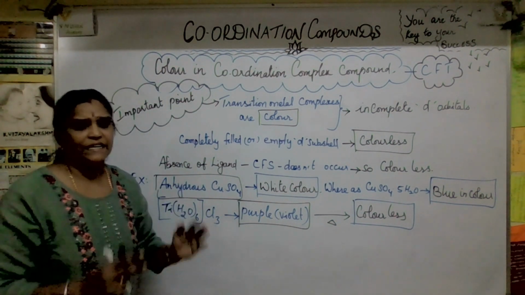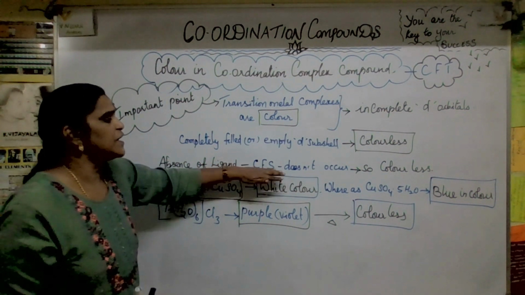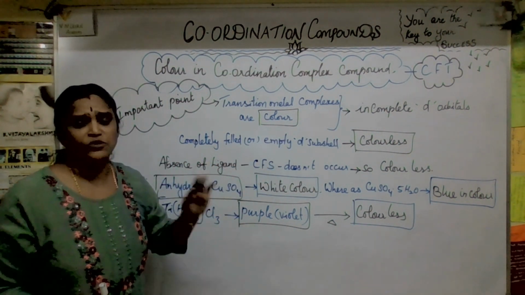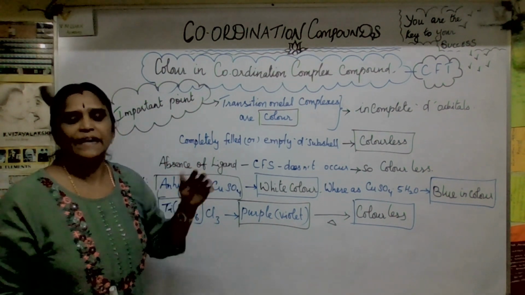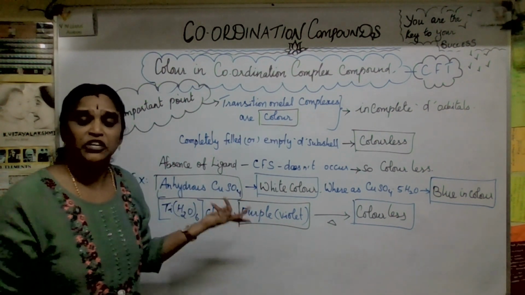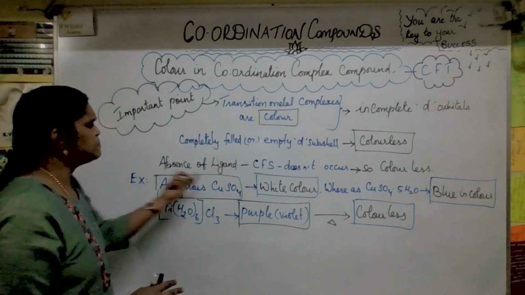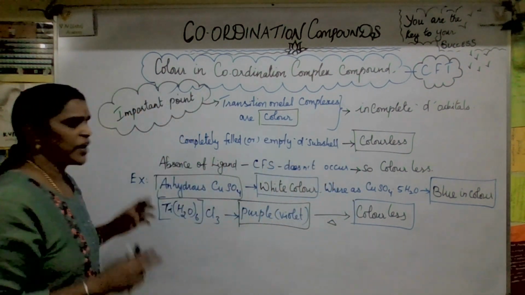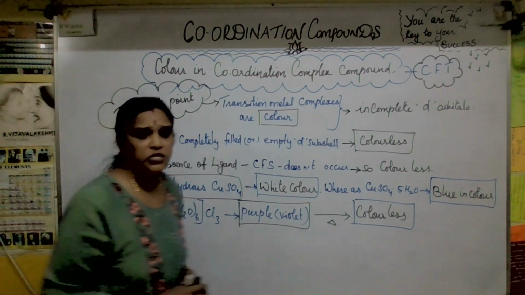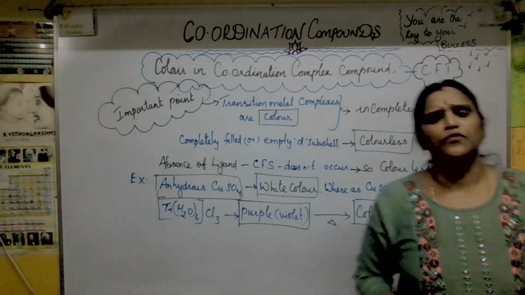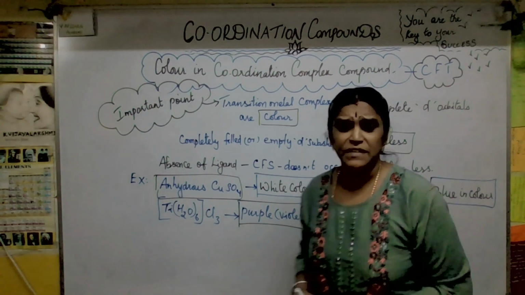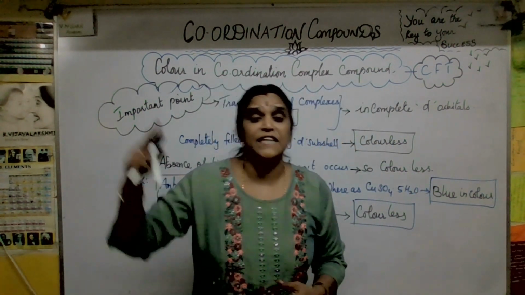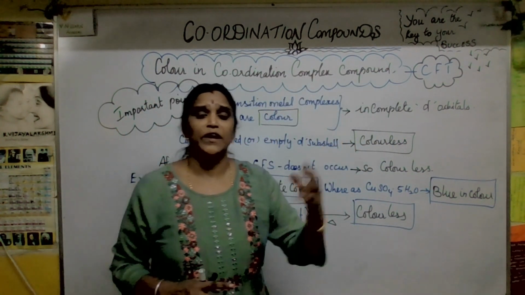And one more point, absence of ligand. Suppose the ligand is absent, crystal field splitting does not occur. Because of the ligand we are mentioning the color of the compound. So in the absence of ligand, there is no color, it is colorless. Okay, now one example, let me ask the question. CuSO4, what is the color? Everybody will say it is a blue color, sky blue color, ma'am. Yes, we know very well.